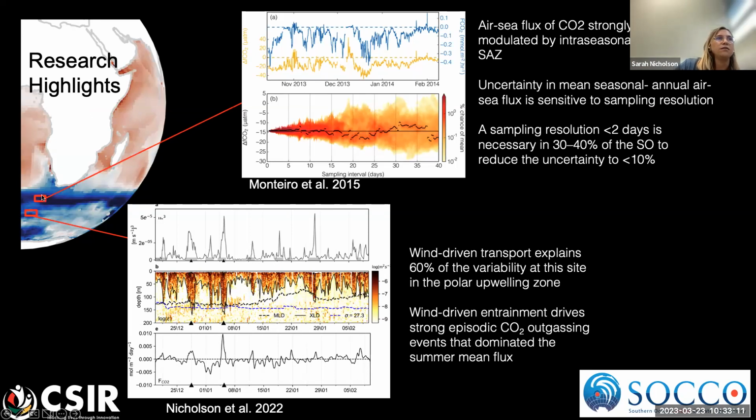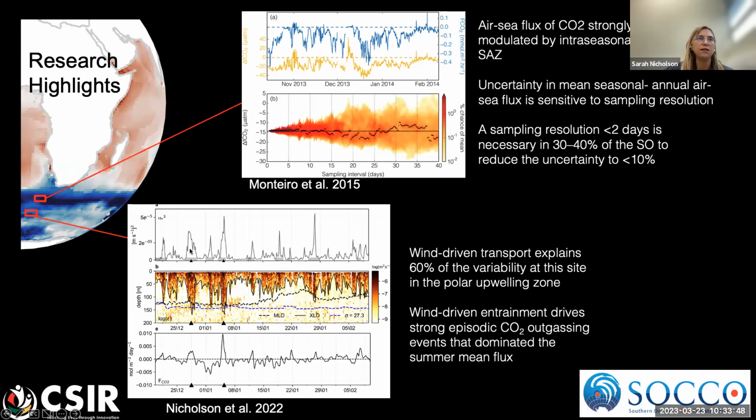That was from a study in the subantarctic zone, and more recently we had a study in the upwelling polar zone. That study looks at how wind drives lateral and vertical variability, in particular when you have very, very strong storms. The top panel you can think of as wind stress. The middle panel is ocean mixing measured by one of our buoyancy gliders. And the bottom panel is the flux of carbon.